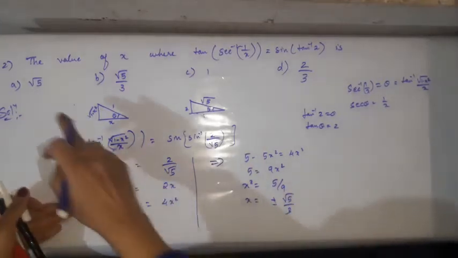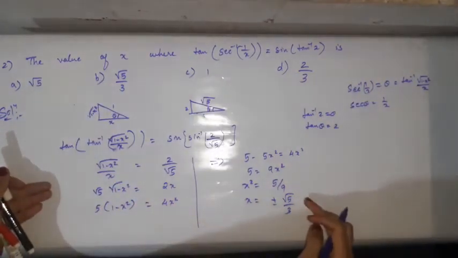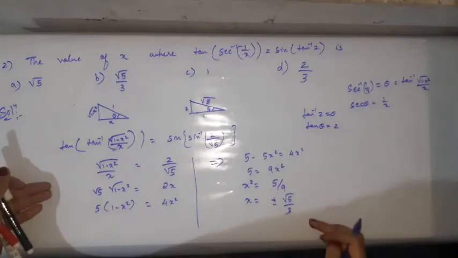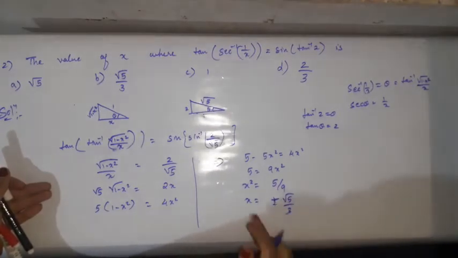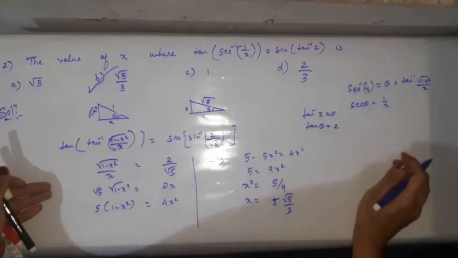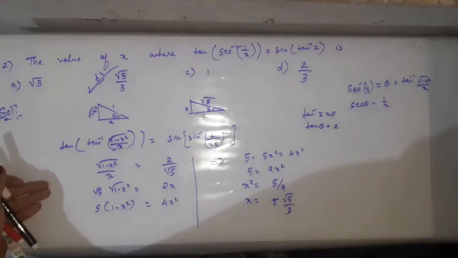So amongst these options, where do you find plus root 3 by 2, or plus root 5 by 3, or minus root 5 by 3? Yes, the only option present here is B, that is root 5 by 3. This completes the solution. Let's go for the next problem.